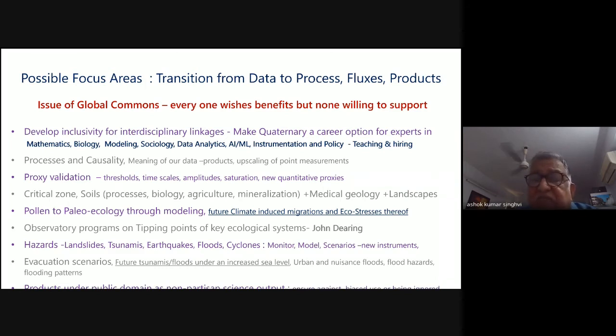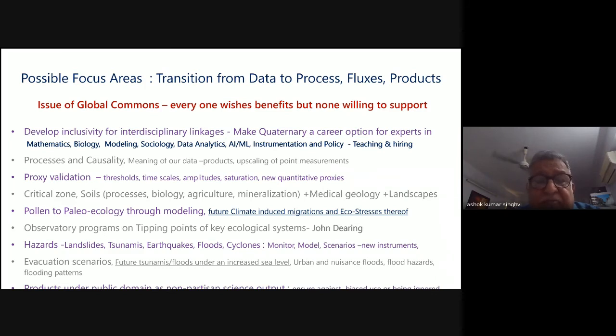Very successful studies have been done by John Deering, which was reported at the Birbal Sahni Institute a couple of years ago. I think we need to be creating tipping point observatories for this, for key ecological variables. Hazards, again, we have landslides, tsunamis, earthquakes, all kinds of hazards should be looked at and monitored in real time. And now the new technologies, new instrumentation allow us to observe them in real time.